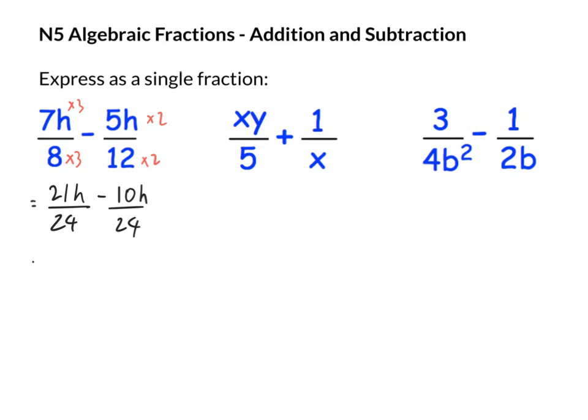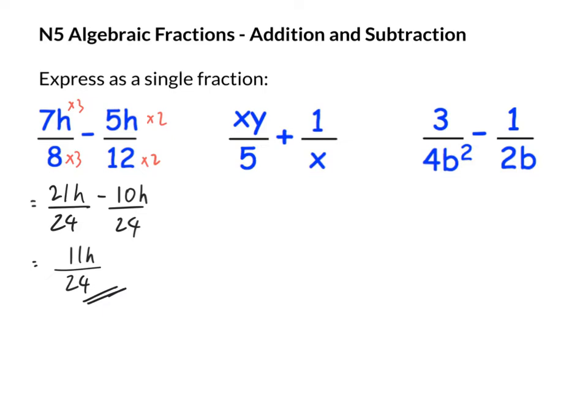Because my two fractions have got the same denominator, I know my answer is going to be out of 24. I've got 21h's, subtract 10h's, will leave me with 11h's, expressed as a single fraction. Now, it's always worth checking if anything will simplify here. The h obviously isn't going to simplify, as there are no letters on the bottom, but 11 and 24 won't simplify, as they don't have any common factors.